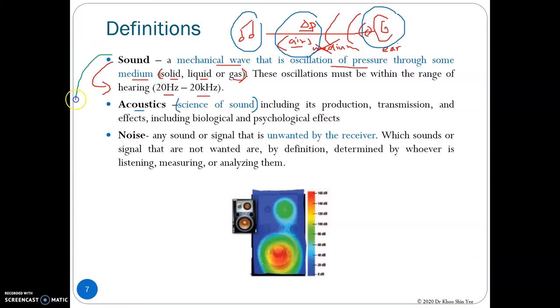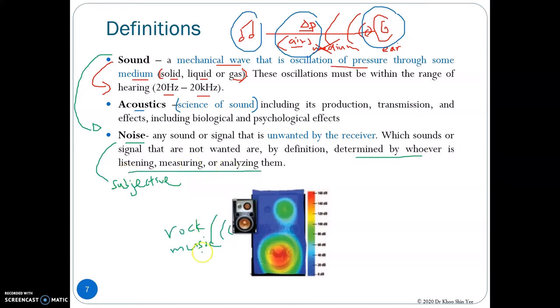Lastly, if you don't like a sound, then you can consider it to be noise, because noise is any sound unwanted by the receiver. It's actually subjective for us to define noise. It purely depends on the person who is listening, measuring or analyzing it. For some people, rock music is very nice and a beautiful sound. But for others, this is unwanted sound and they treat it as noise. So the definition of noise depends on the individual person. As long as a person doesn't like a particular sound, it's treated as noise.